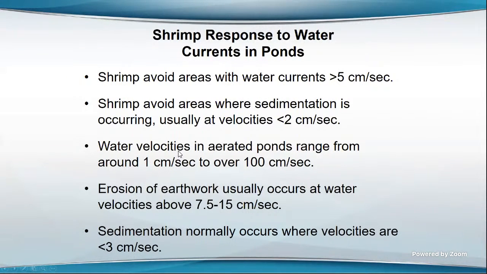Water velocities in aerated ponds range from about 1 centimeter per second in some cases to over 100 centimeters per second. The erosion of earthwork usually occurs at around 7.5 to 15 centimeters per second. Sedimentation only occurs where the velocities are less than 3 centimeters per second. And what they've done in a lot of places is put plastic liners around the ponds, or at least around the sides, to cut down on the earthwork erosion.